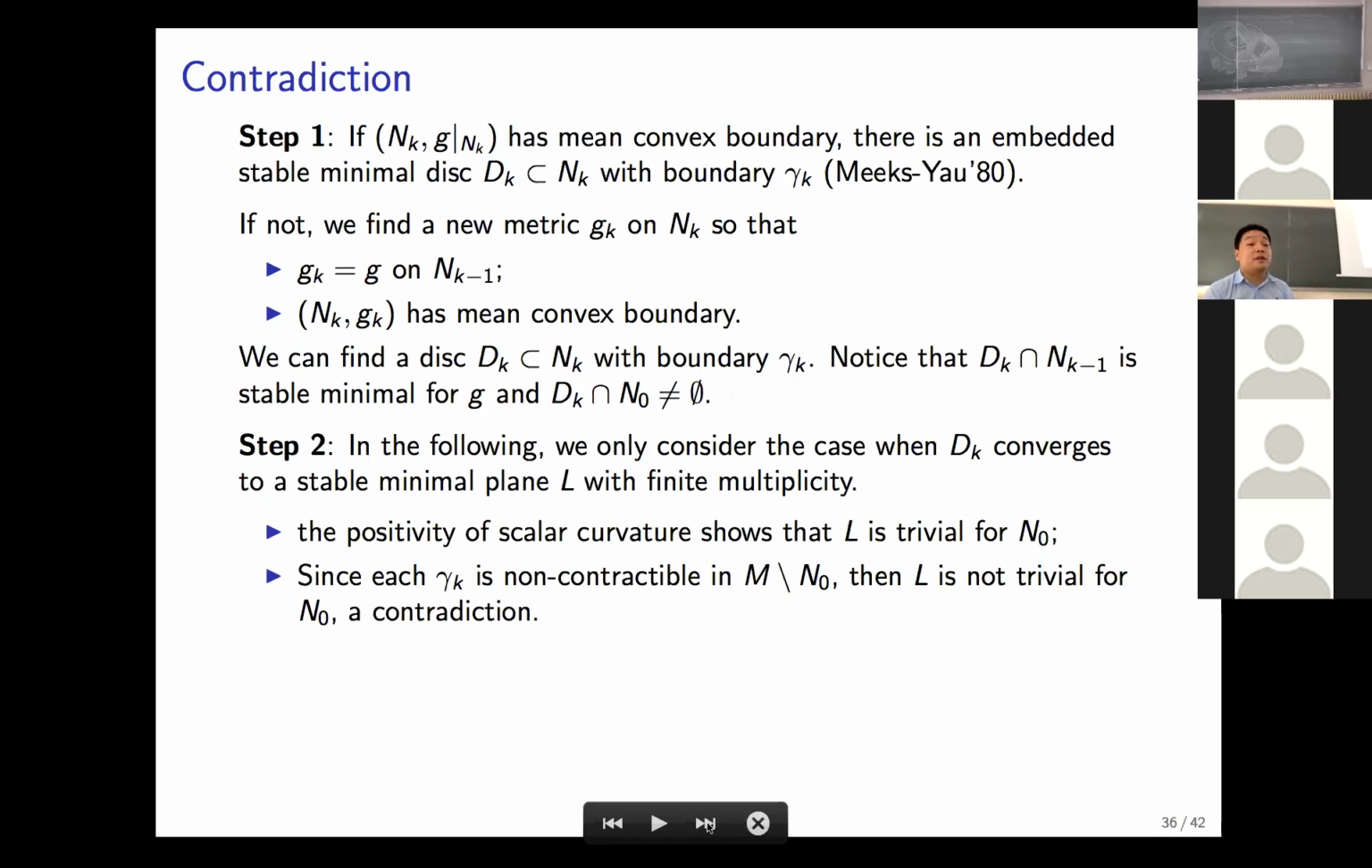Because each gamma k is non-contractible in M delete N0, L is not true for N0, and we get a contradiction.